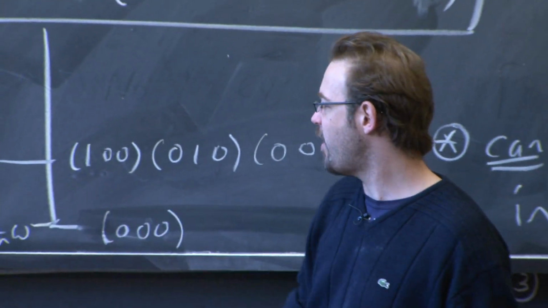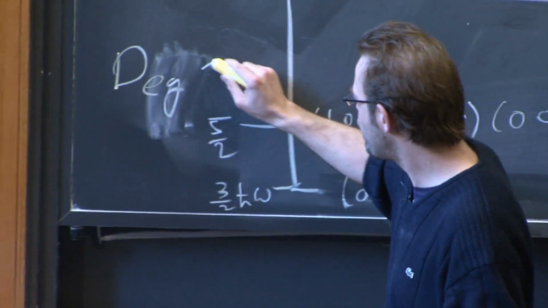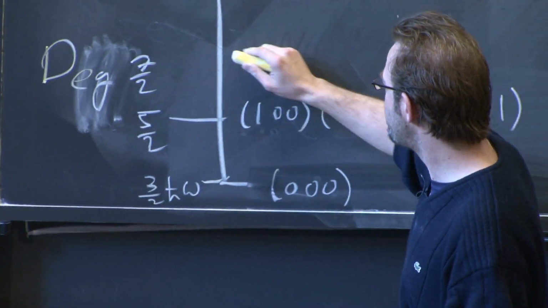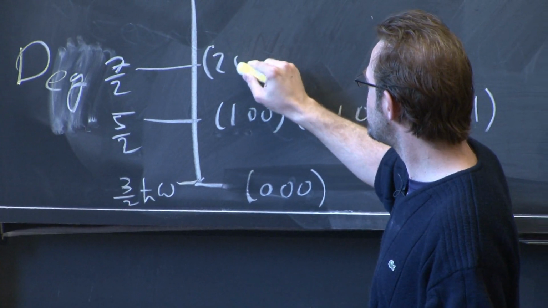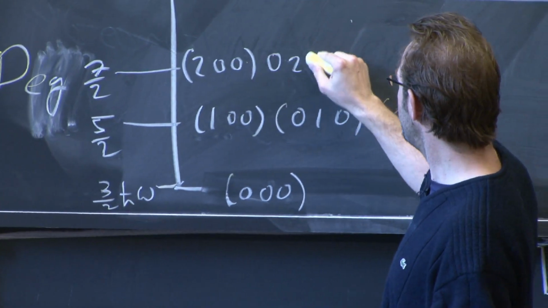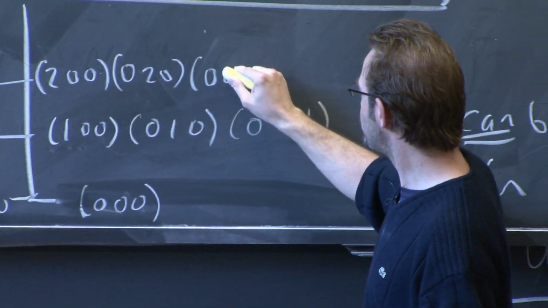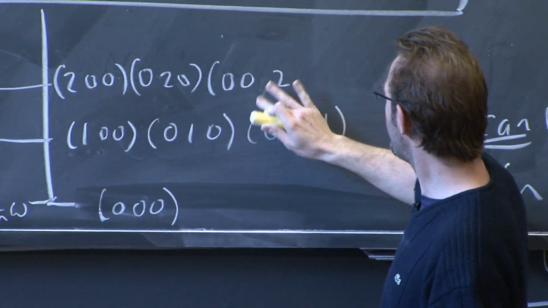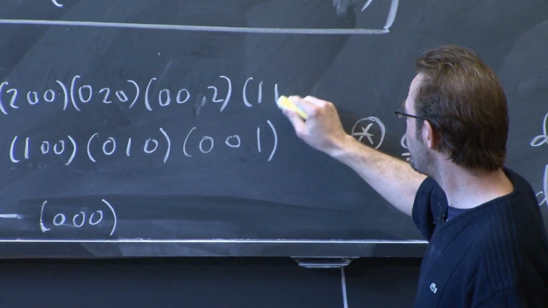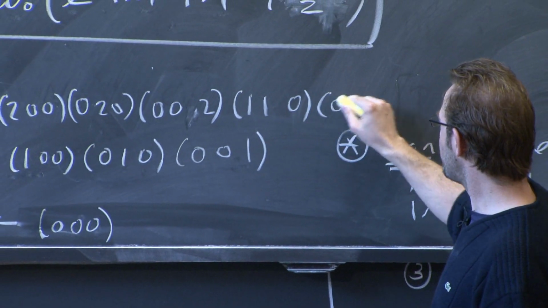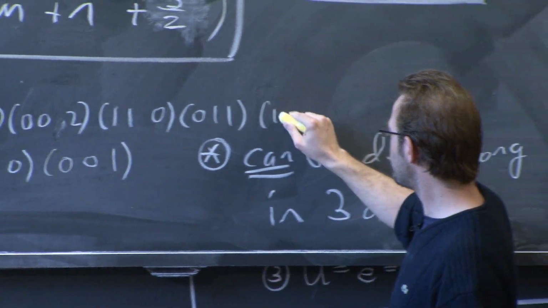What's the next energy after 5/2 h bar omega? 7/2 h bar omega, exactly. And that's not so bad. So for that one, we get 2, 0, 0, 0, 2, 0, 0, 0, 2. But is that it? What else do we get? Yeah, 1, 1, 0, 0, 1, 1, 1, 0, 1.